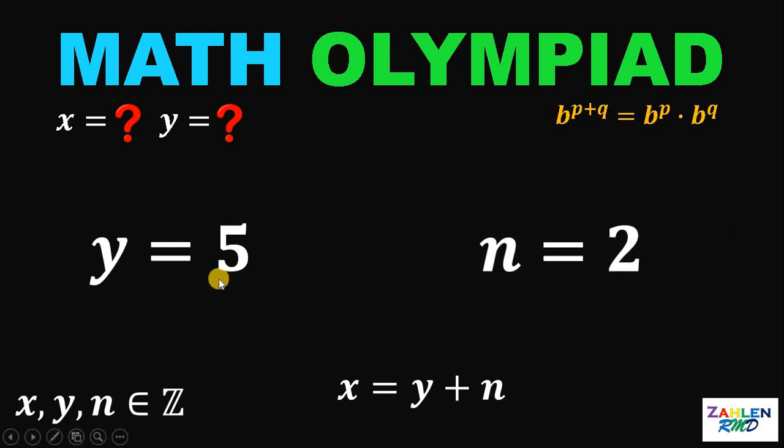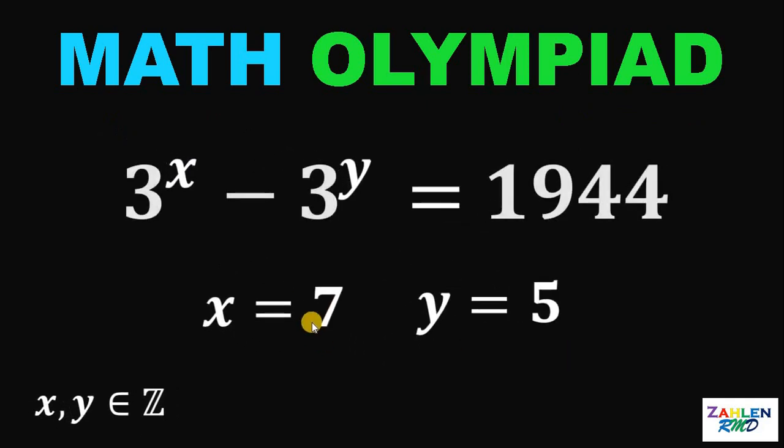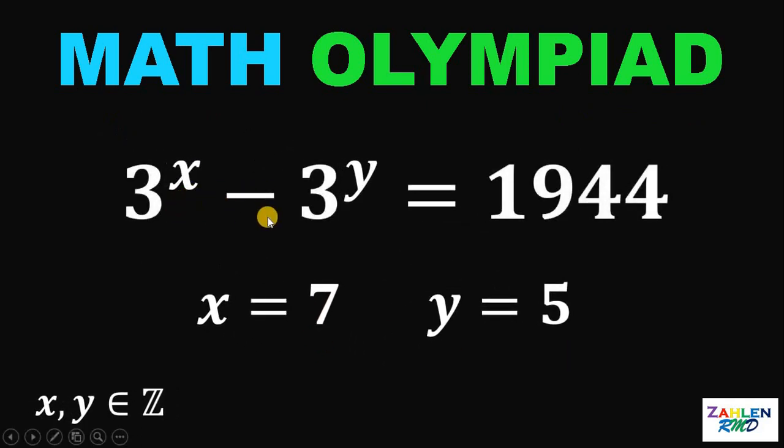Now, we know the value of y, which is 5, and we know the value of n, which is 2. Therefore, the value of x must be 5 plus 2, which will give us 7. Therefore, the value of x and the value of y given this equation, 3 raised to x minus 3 raised to y equals 1944, is simply x equals 7 and y equals 5. And as always, we are done.